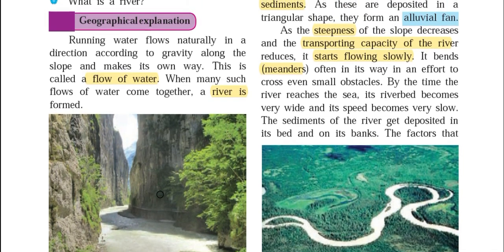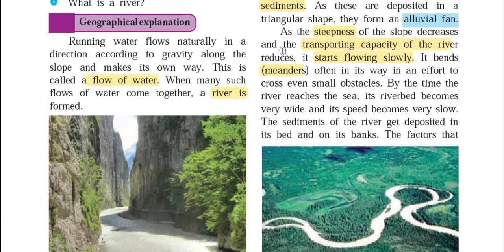While flowing in a plain area, what happens? The steepness or the slope of that particular terrain decreases, and because of this reduced steepness, the transporting capacity of the river also reduces. Why? Because there is no slope, the flow of water is slow, and if the flow of water is slow, it can't transport large size alluvials or coarse sediments from one place to another. Suppose there is one rock over here like this. The river water can't take away this particular rock along with its flow.